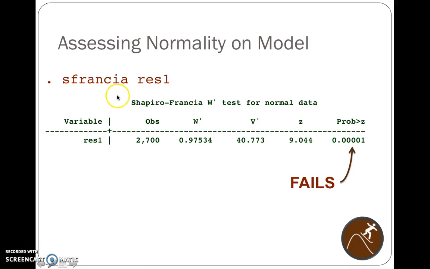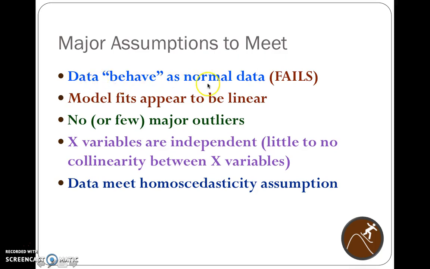So we do the Shapiro-Francia test on our residuals, and we see this really low p-value. Remember, low p-values from normality tests tell us that our data fail to meet the normal assumption. Our residuals are statistically different from the normal distribution that we would expect. So we fail the normality assumption. So the data behave as normal data, not here. That failed. All right, next one.